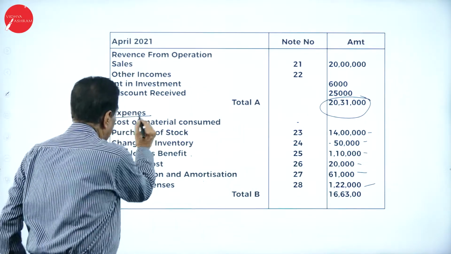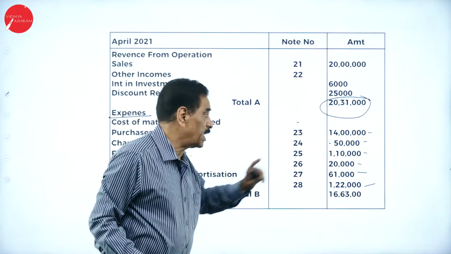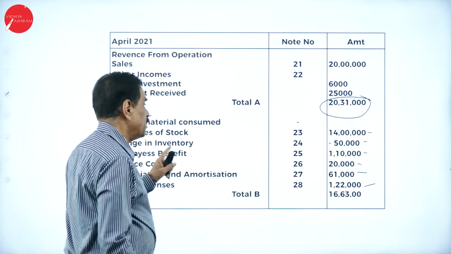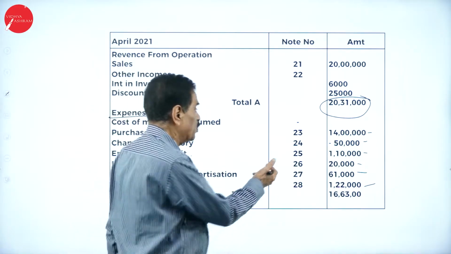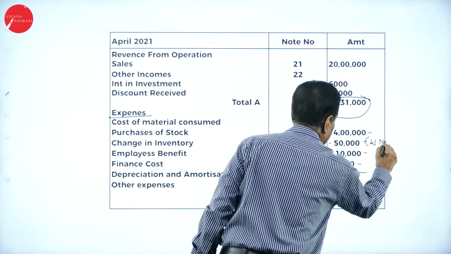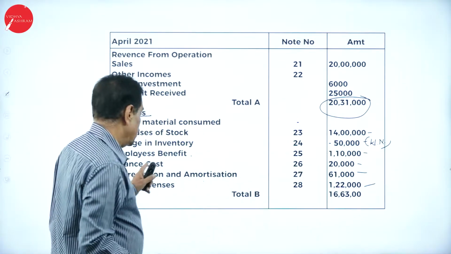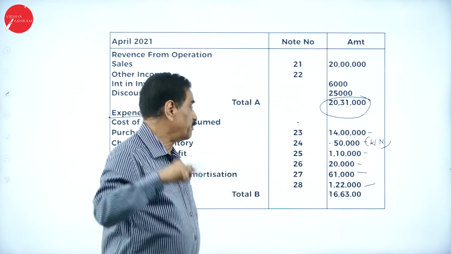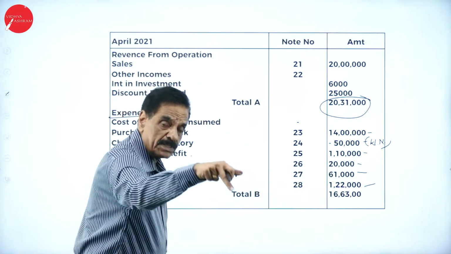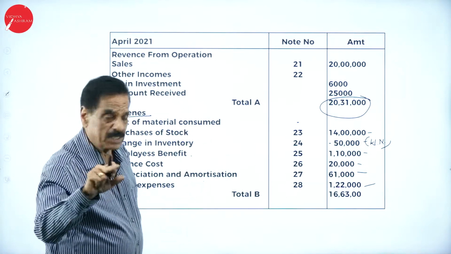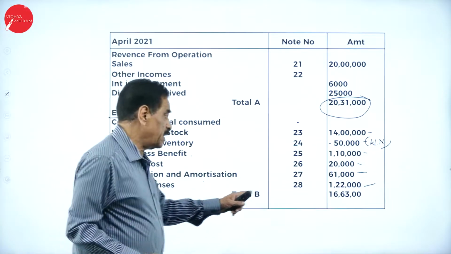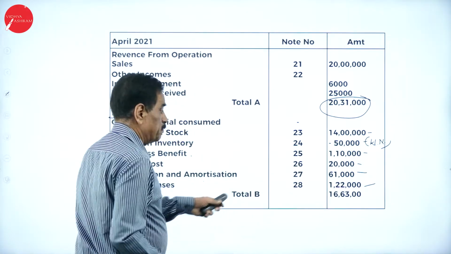Expenses come next. Cost of material consumed is not there. Then purchase of stock, note 23, is 14 lakh. Change of inventory, opening stock minus closing stock, as per the working note. Then employee benefits, salaries and wages, as per the working note. Finance cost, interest on debenture paid is 10,000, add outstanding 10,000, totally 20,000. Depreciation and amortization 61,000. Other expense 1 lakh.